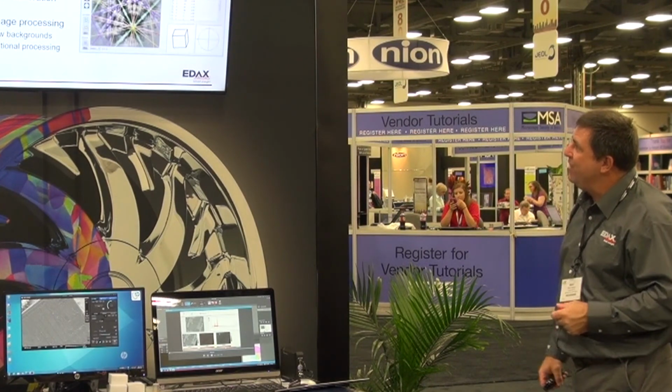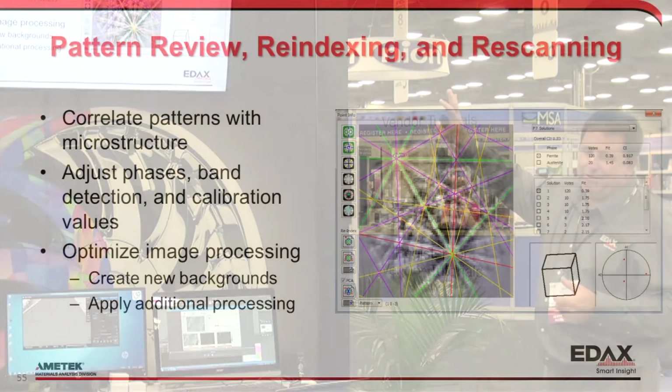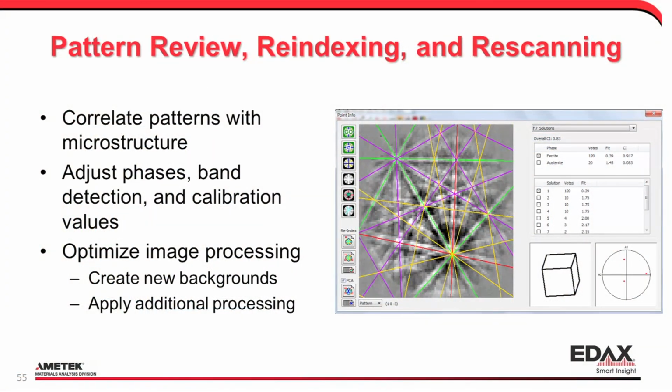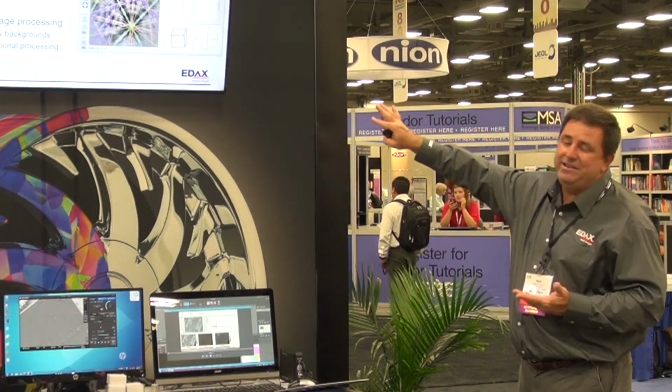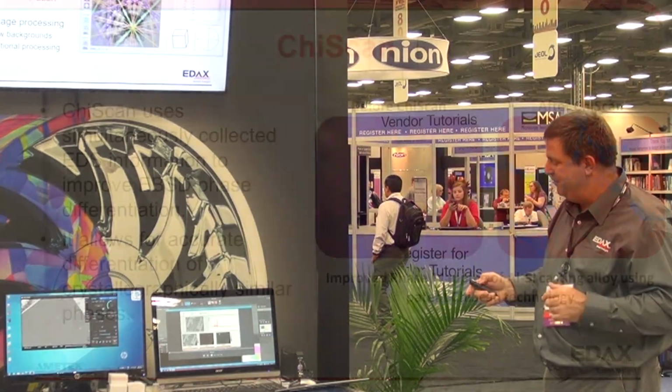This is just a little slide showing when we bring in a pattern, we can adjust the phases, we can adjust the band detection, we can adjust the calibration, we can optimize image processing directly for whatever pattern we're looking at. So if you've had a sample and you say, hey, I found a phase I didn't expect, it wasn't indexing well, you're able to come in and say, now I can index that much easier because you have direct access to all the information and all the parameters to analyze it.